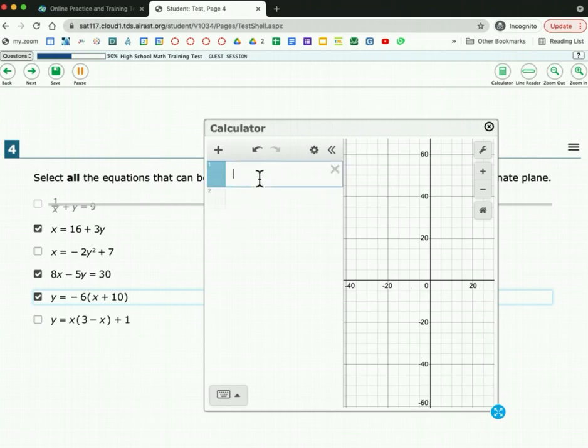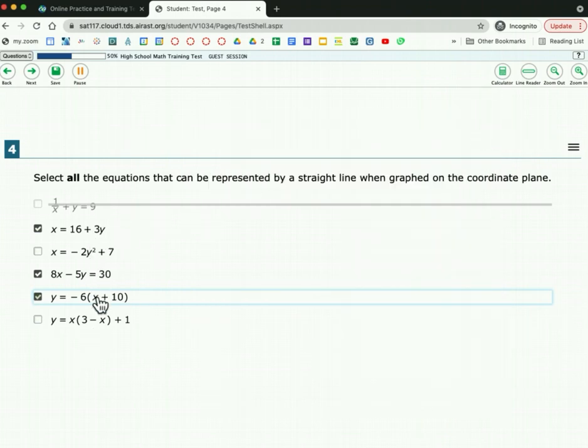And then for the last one, y equals x cubed minus x plus 1. Right? Type them in. See how that one's not a straight line, so it's not going to be an answer. Right? So I know my 3 answers are this one, that one, and this one. So I'm going to go ahead and press save, and then I can move on to number 5.